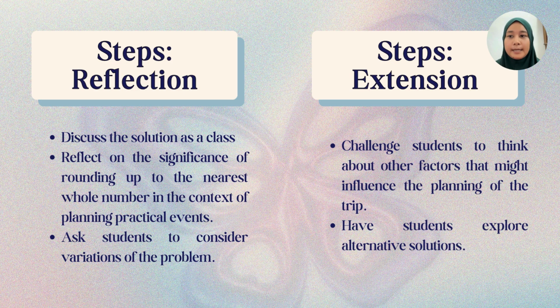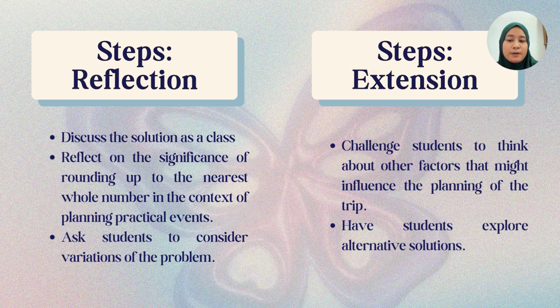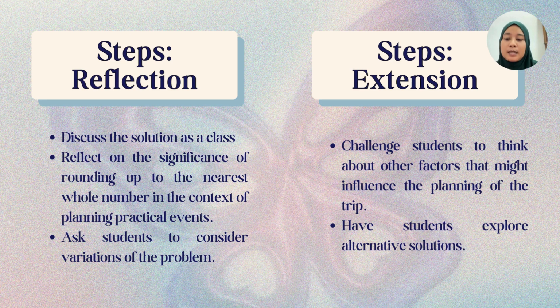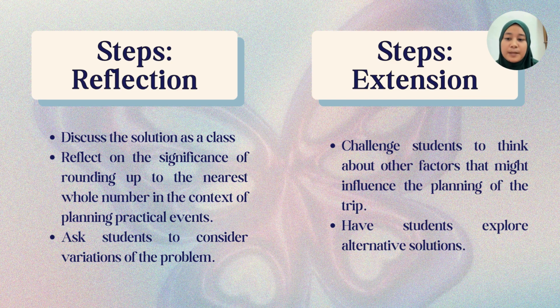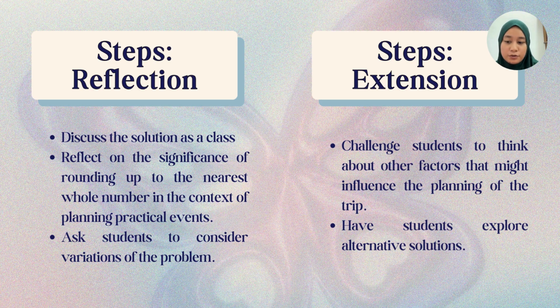In the reflection part, we discuss the solutions as a class, encouraging students to explain their reasoning and the steps they took to solve the problem. We can reflect on the significance of rounding up to the nearest whole number in the context of planning practical events. We can ask students to consider variations of the problem, such as different bus capacities or numbers of students, and how the solution would change. Last but not least, challenge students to think about other factors that might influence the planning of the trip, such as cost considerations or scheduling constraints.